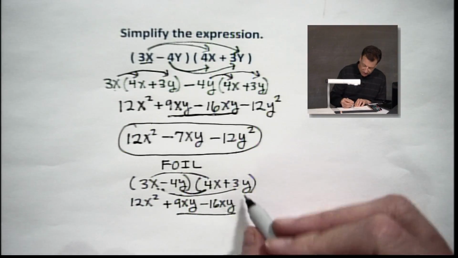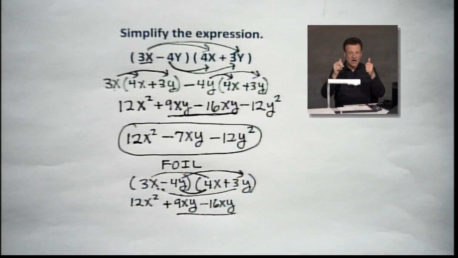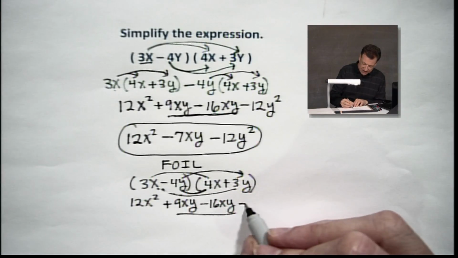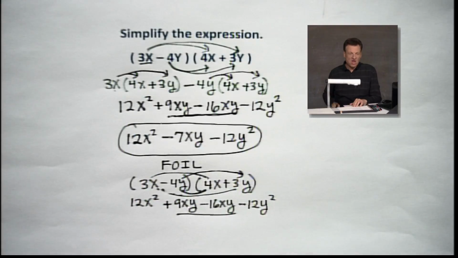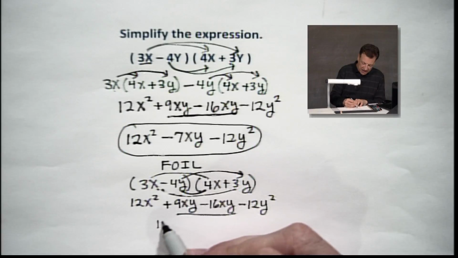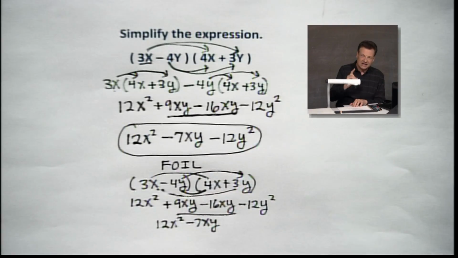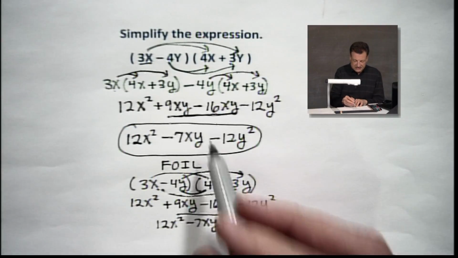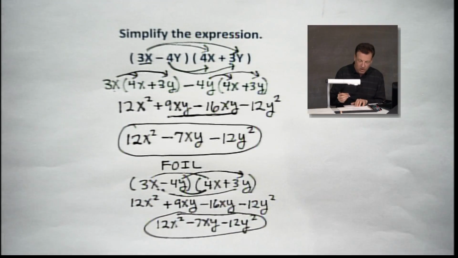And then we get, on the tail end, last. L stands for last. So first, outer, inner, last. Those are our four words there. And that will give us minus 12y squared. I want you folks to notice, we got the same results, just a different option. Put those together, and we have 12x squared minus 7xy, and then we've got the minus 12y squared. Same response, same answer, both times, a little different approach.